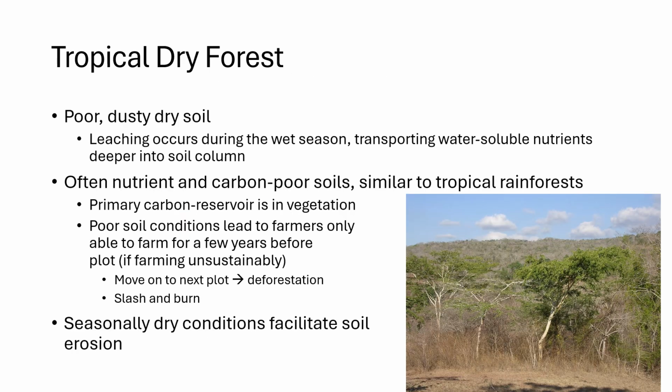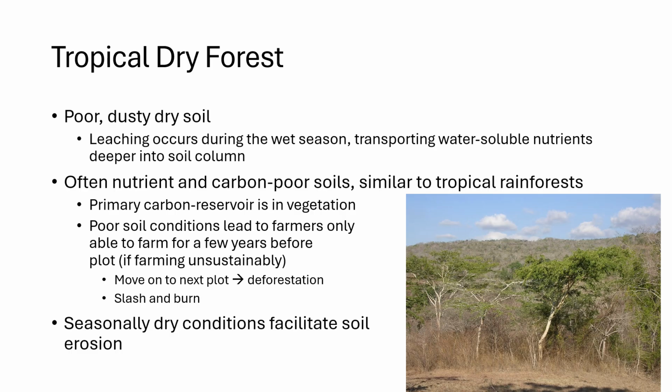The soils in tropical dry forests tend to be very dry and dusty during the dry season, so if there are not plants there holding that soil intact, you can have a lot of erosion. And then they tend to be very nutrient poor because during the wet season, all of those nutrients are being leached out of the soil or being leached further down into the soil column. So really poor soils. That's a problem for when these areas are deforested for agriculture, and the same exists for a tropical rainforest, which has poor soils.